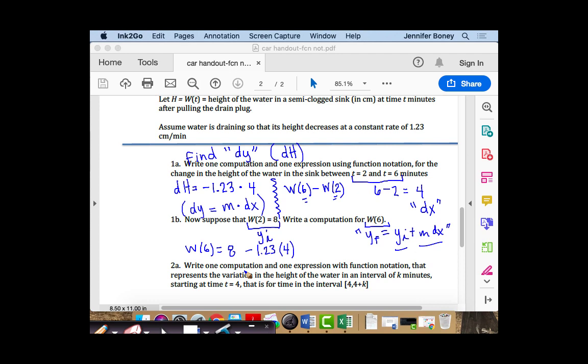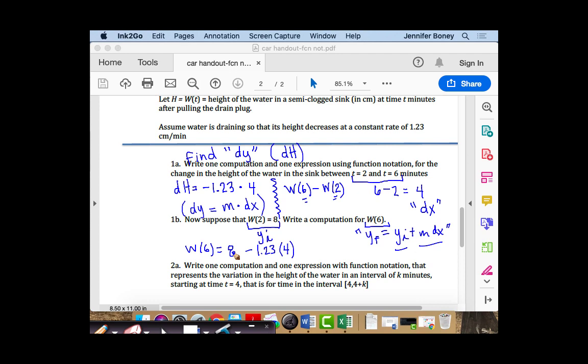So if I were to change, suppose W of 2 equals, and I put a different number here, the only thing that would change is that, right? So in terms of this, 8 could have been a different number. All that affects is what I write in that next line, that initial value.